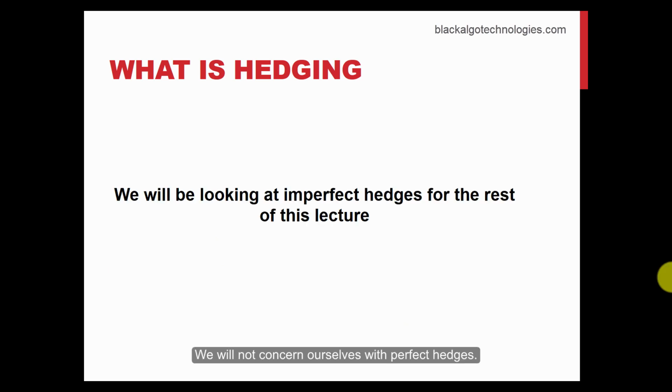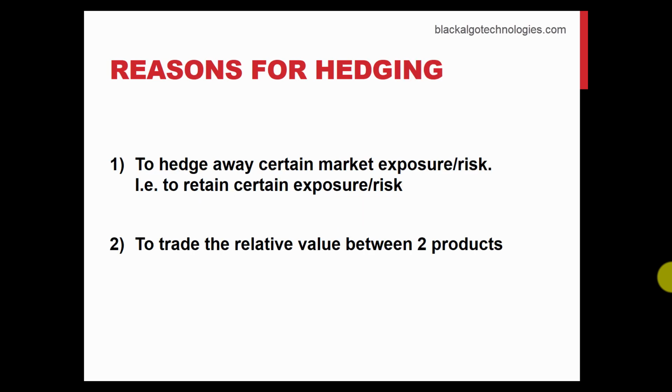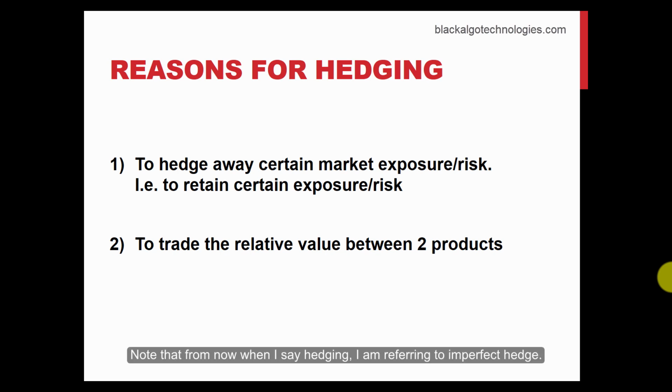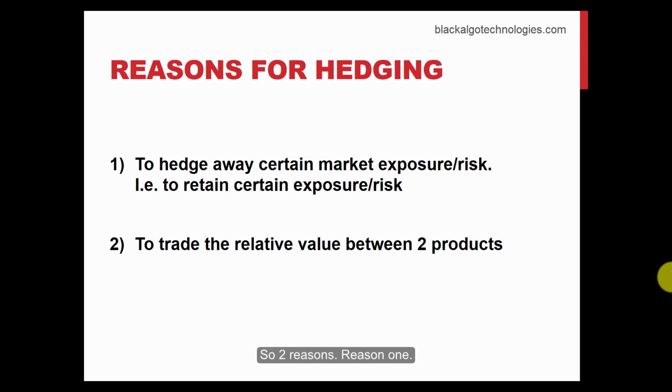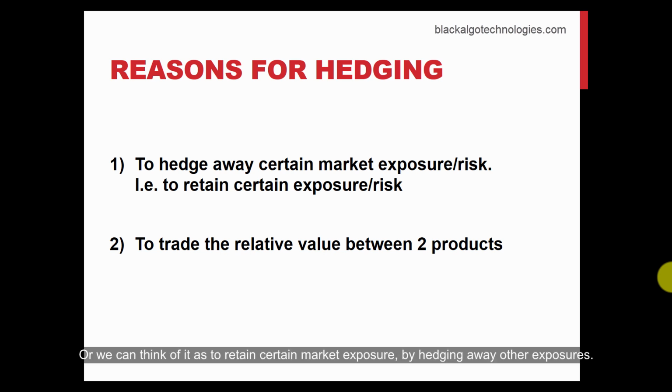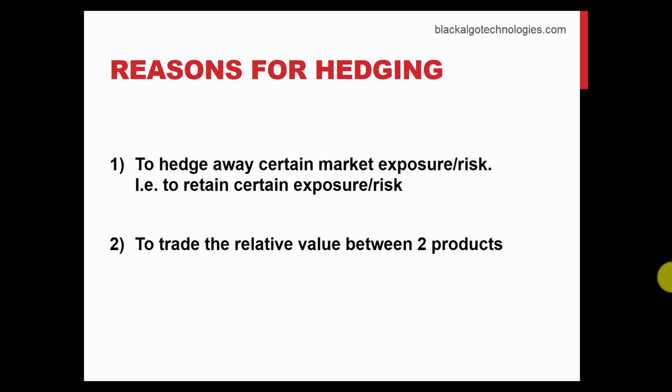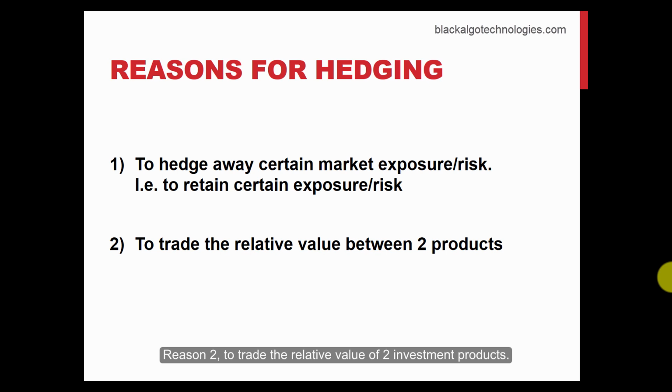We will not concern ourselves with perfect hedges. What we are interested in is imperfect hedges, and that is what Zelda is about. So reasons for hedging, for imperfect hedge. Note that from now on when I say hedging, I'm referring to imperfect hedge. So two reasons. One, to hedge away certain market exposure, or you can think of it as to retain certain market exposure by hedging away other exposure. Number two, to trade the relative value of two investment products.